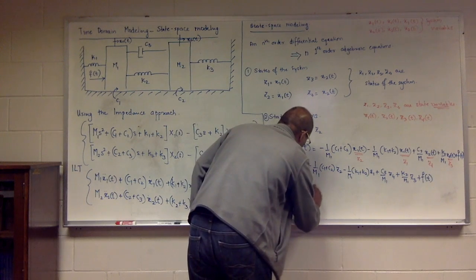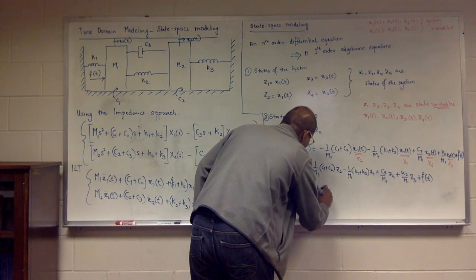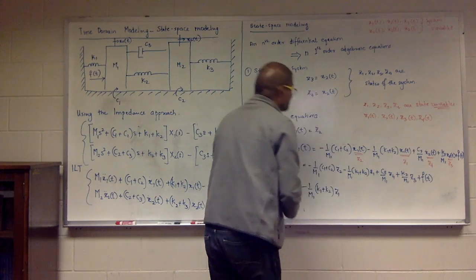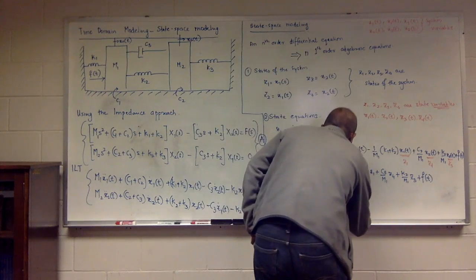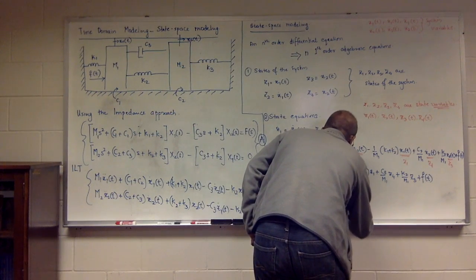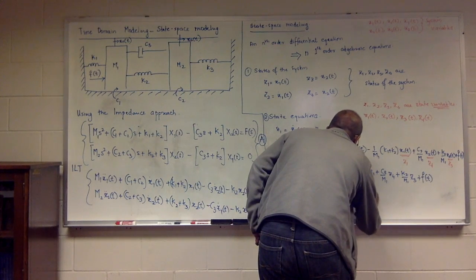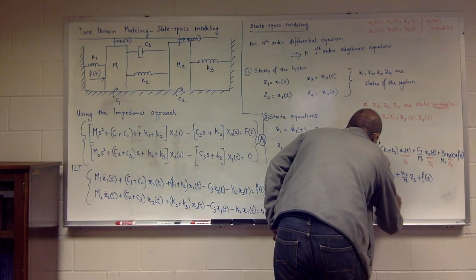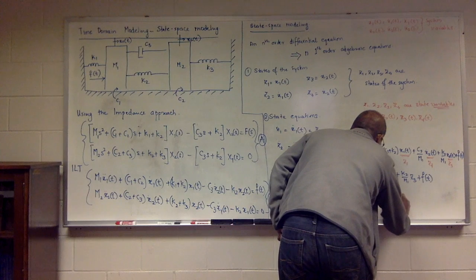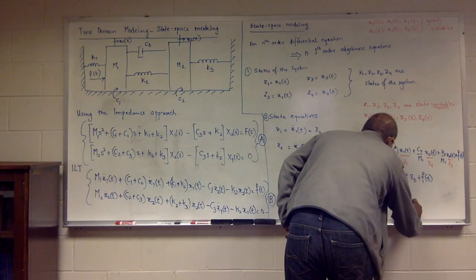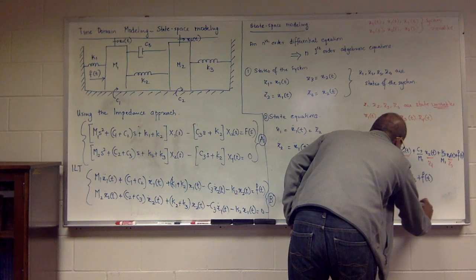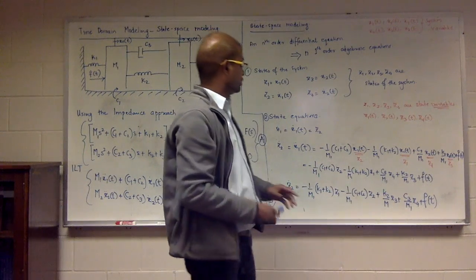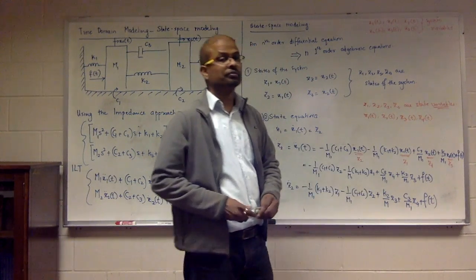Minus 1 over m1, k1 plus k2, g1, minus 1 over m1, c1 plus c2, g2, plus c2 over m1. The order is Z1, Z2, Z3, Z4.